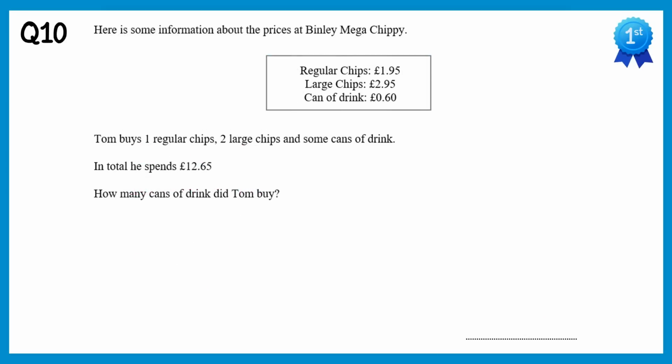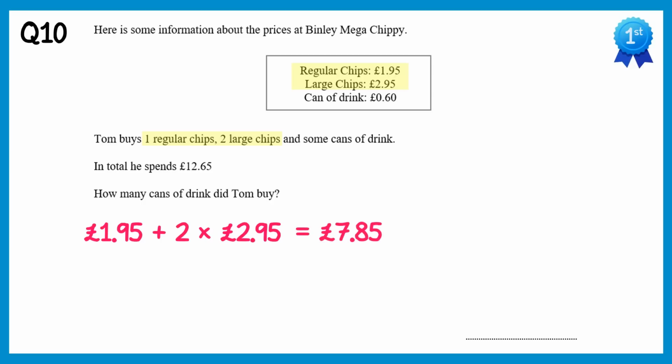In this question, Tom's buying 1 regular chips and 2 large chips, and we've got the prices for those above. So if we do £1.95 for the regular chips, add 2 lots of £2.95, that gets us the total amount spent on chips, which is £7.85.